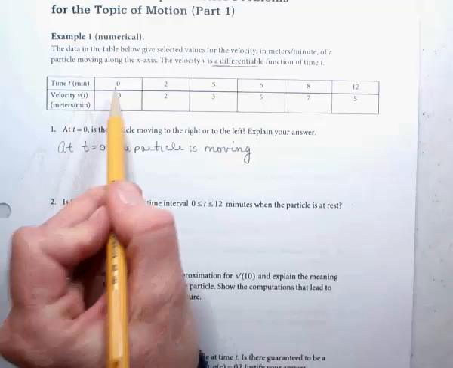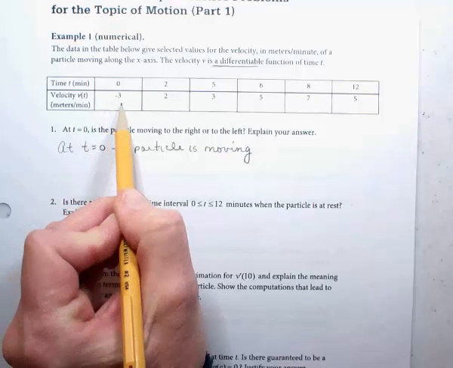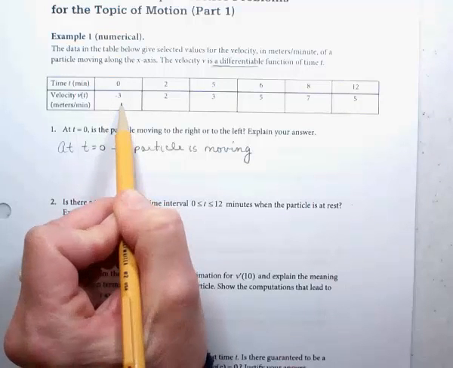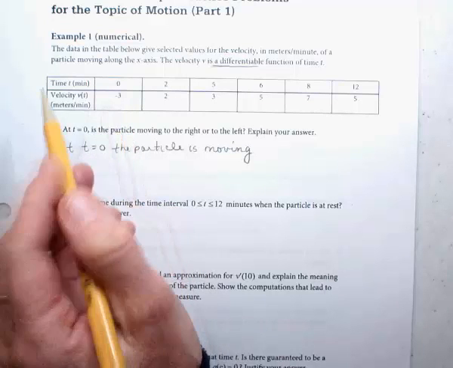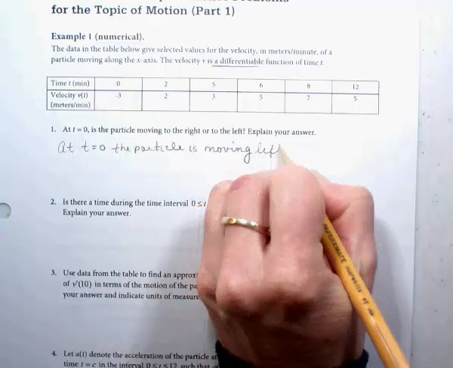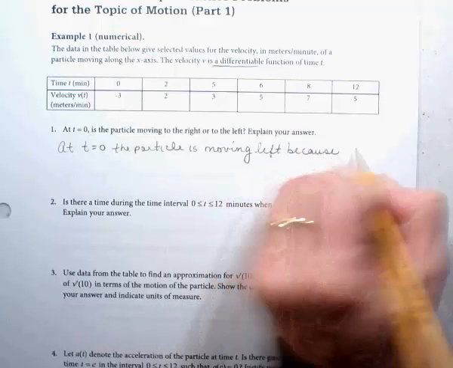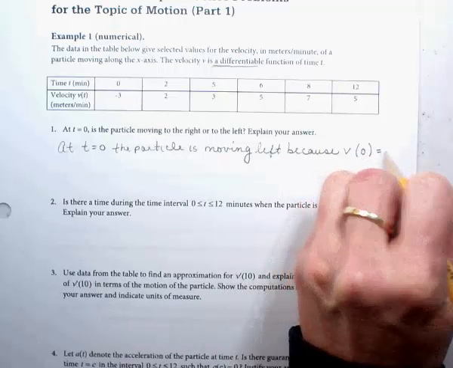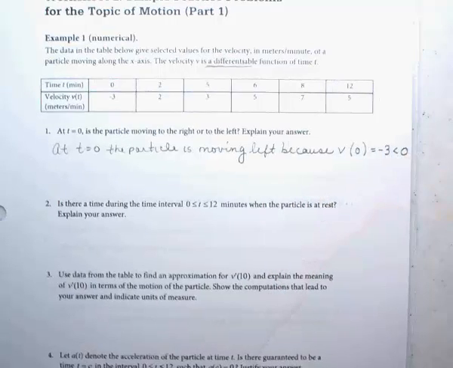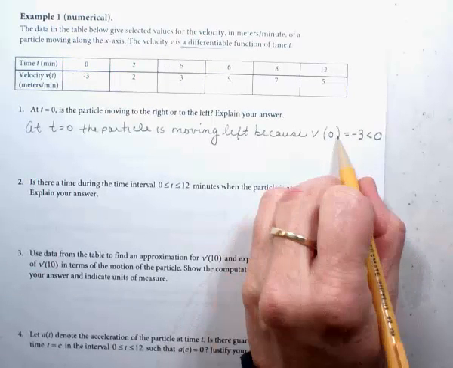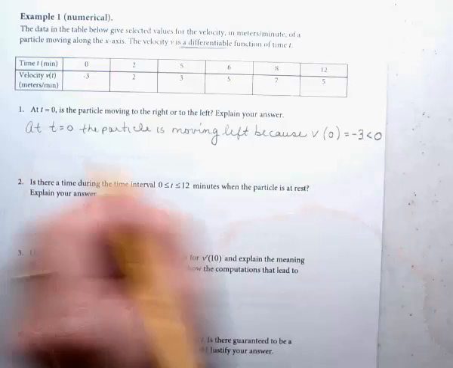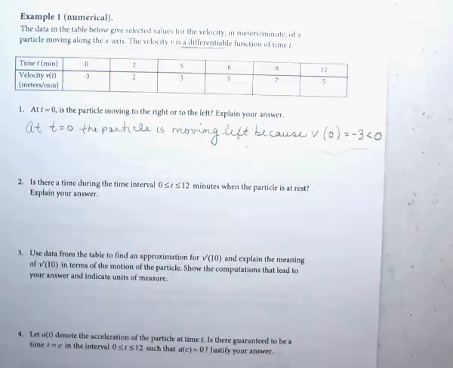Let's locate time value of 0. Let's locate what kind of velocity it is. It's a negative velocity. If we have a negative velocity and our motion is horizontal, we know we're moving left. So the particle is moving left because v of 0 is negative. You can put v of 0 is equal to -3, which is less than 0. Or you could just use words. You could put v of 0 is negative. Symbols are words. This would be worth 1 point here, and this would be worth your second point in your explanation.